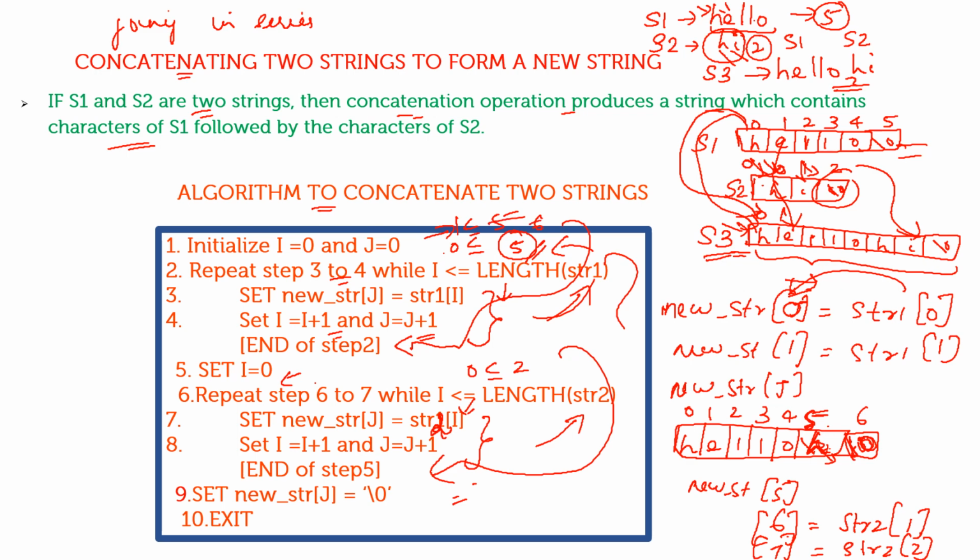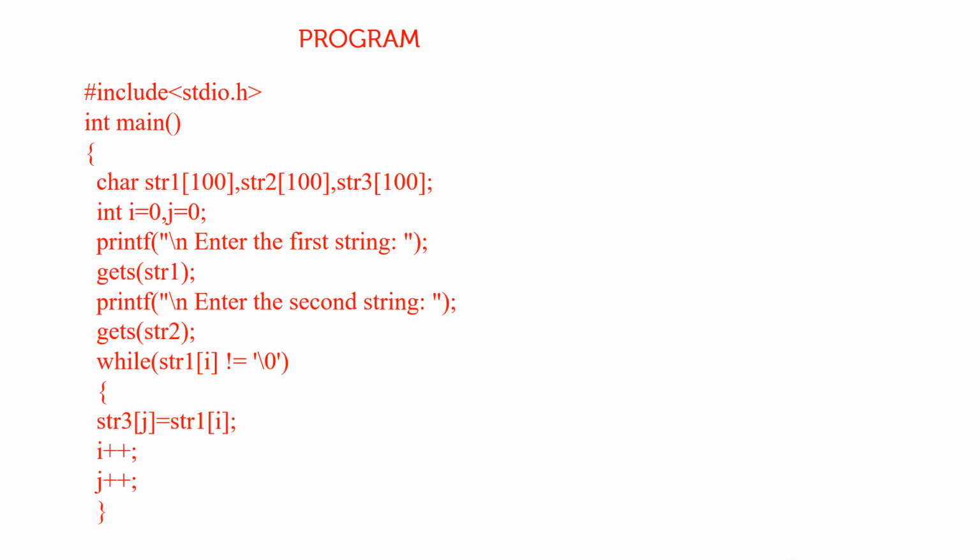Now let us see the program. So the program is given by: include stdio.h, the standard input output header file, int main, the start of the program. I think everything you know it, right? We have seen it before. Now you are going to declare three strings. One is string 1, string 2, and the other one is your new string, in which you are going to store the result. Maximum size is taken as 100.